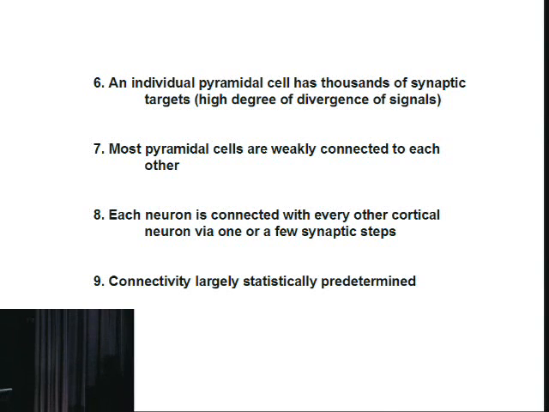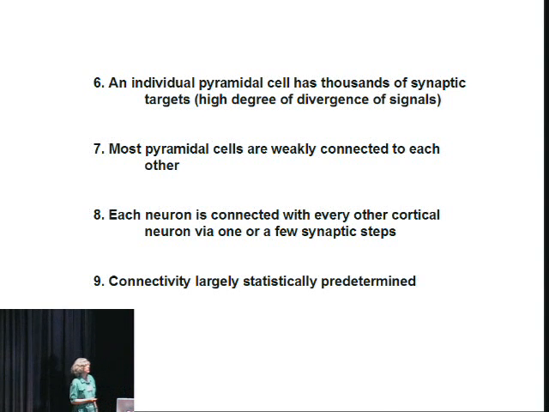So from this, one can draw the following conclusions, namely that an individual pyramidal cell has thousands of synaptic targets, so that there is a high degree of divergence of signals. Also that most pyramidal cells are weakly connected to each other via only one or a few synapses.